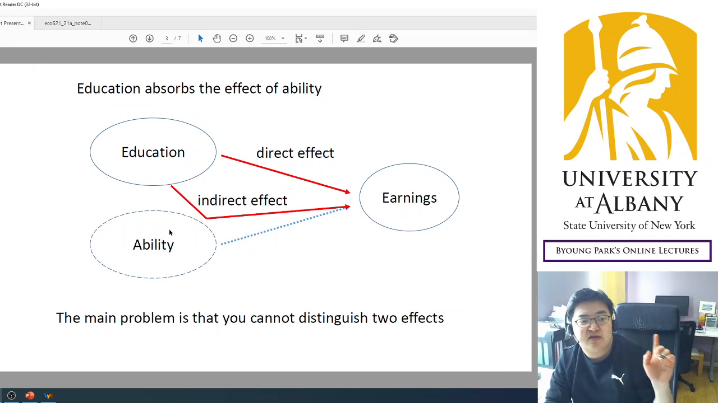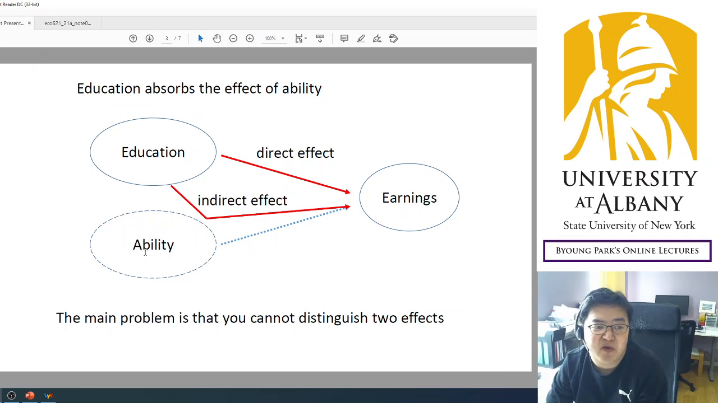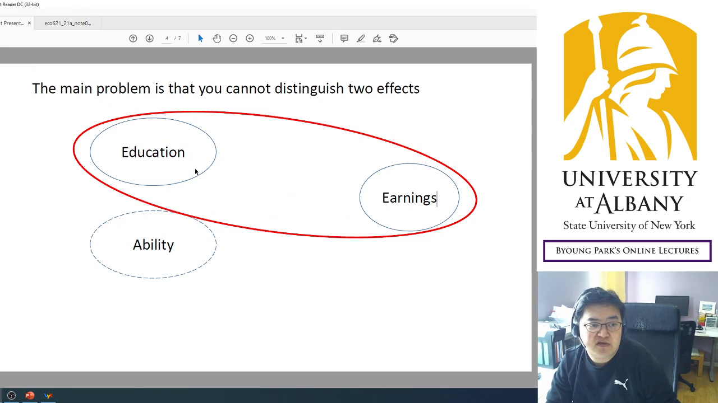So this is the endogeneity problem. Ability is the error term. So higher education implies higher ability, which means correlation between them. Correlation between education and the error term, and as a result, you don't know what's going on. Now, how to fix it? The fix is pretty simple.